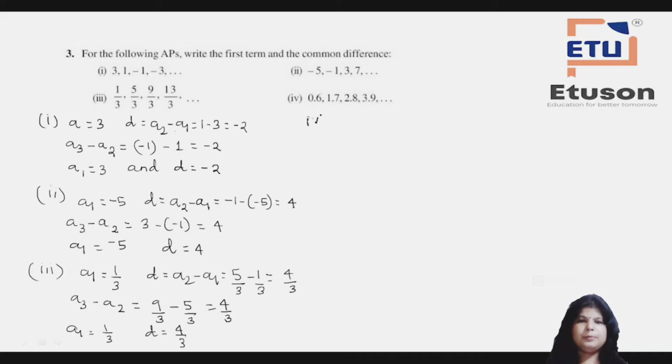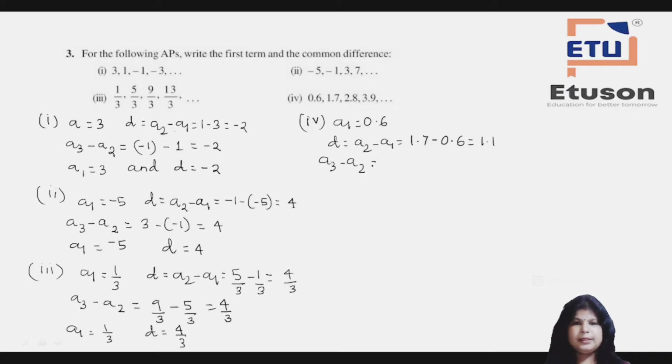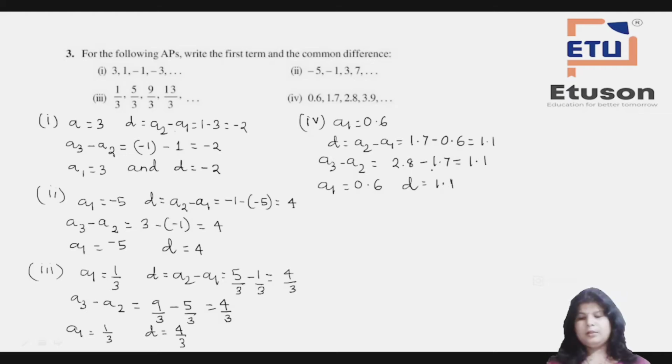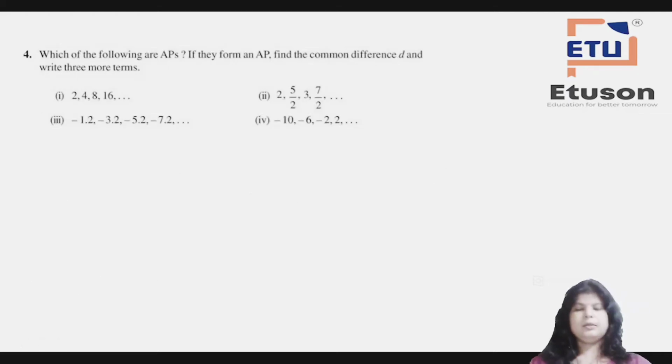Correct? Now coming to bit 4. In bit 4 you have 0.6, 1.7, 2.8 and 3.9. So your A1 is equal to 0.6 and the common difference, so find out A2 minus A1, that is 1.7 minus 0.6, that is 1.1. Again just cross verify with the next subsequent number, that is A3 minus A2, that is 2.8 minus 1.7, again it is 1.1. So your first term is 0.6 and the common difference is 1.1. Correct? Understood, children? Now let us go to the next question.